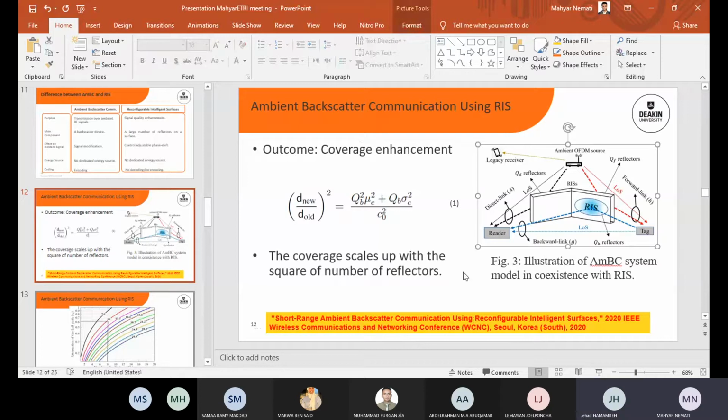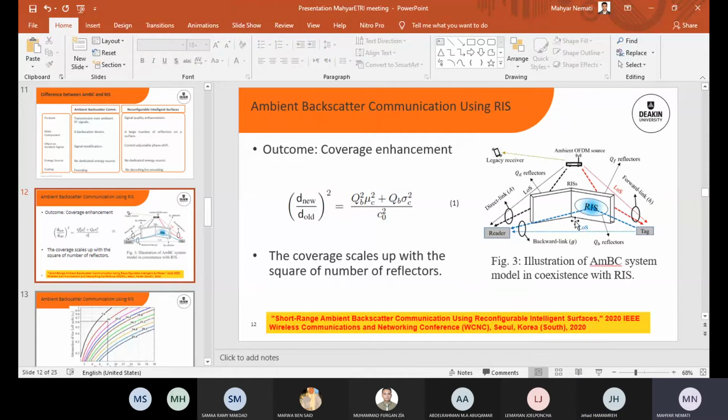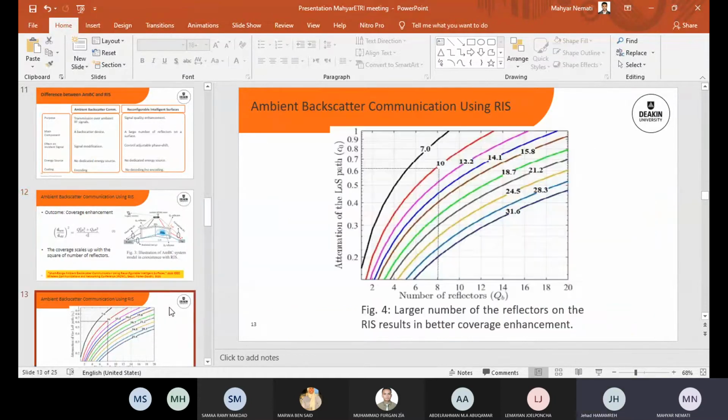So if you have, for example, 4 sensors over this wall, these 4 sensors can give up to 16 times better coverage area in this topology. So the conclusion would be that the coverage scales up with the square of the number of reflectors over the RIS walls. So in that case, we can overcome one of the challenges of ambient backscatter communication by utilizing the reconfigurable intelligent surfaces sooner or later in future.